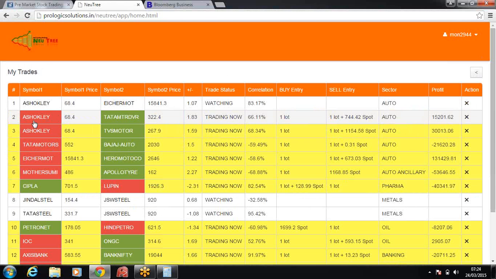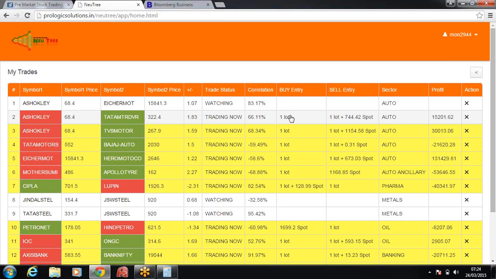Let me just give you an example of the Ashok Leyland and Tata Motors call that is running now. Here you can see that we have shorted Ashok Leyland again and we have bought Tata Motors DVR. So here the correlation is less, 66%. Now in case you want to take a chance, you can take a chance. Otherwise, don't get into this kind of trade.